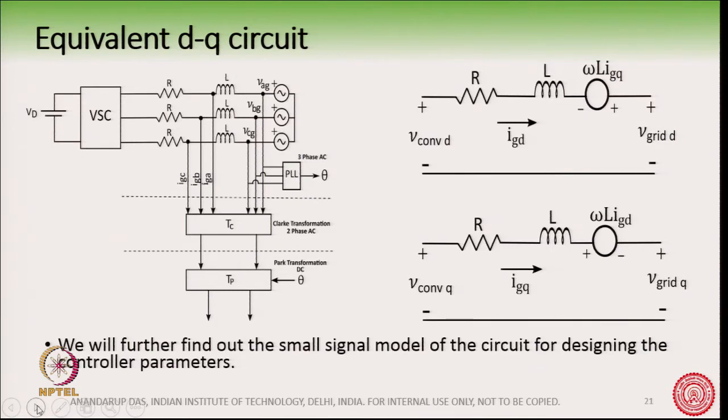So far we have seen how the model of the VSC appears, and these are the two circuits of the VSC, the D axis circuit and the Q axis circuit, which we will further deal with. But in order to deal with it, we will go into the small signal model of the circuit. For the time being, I will just pause at this point and we will go into something else.